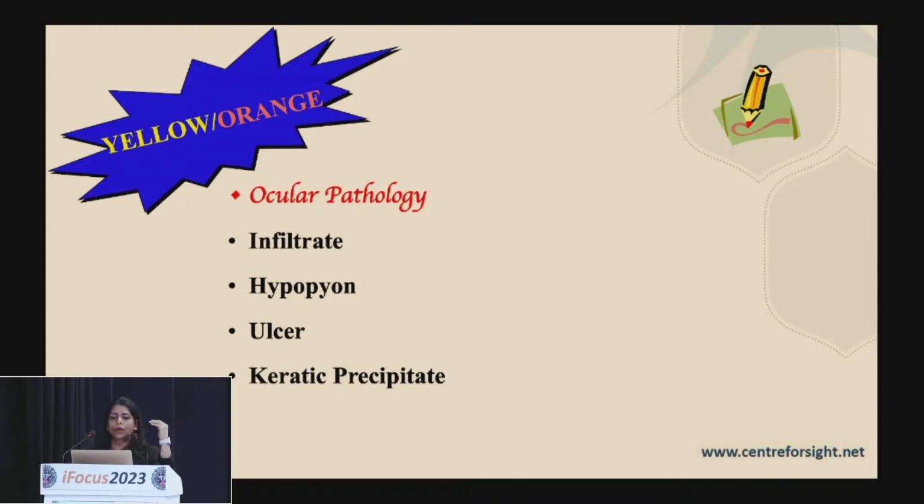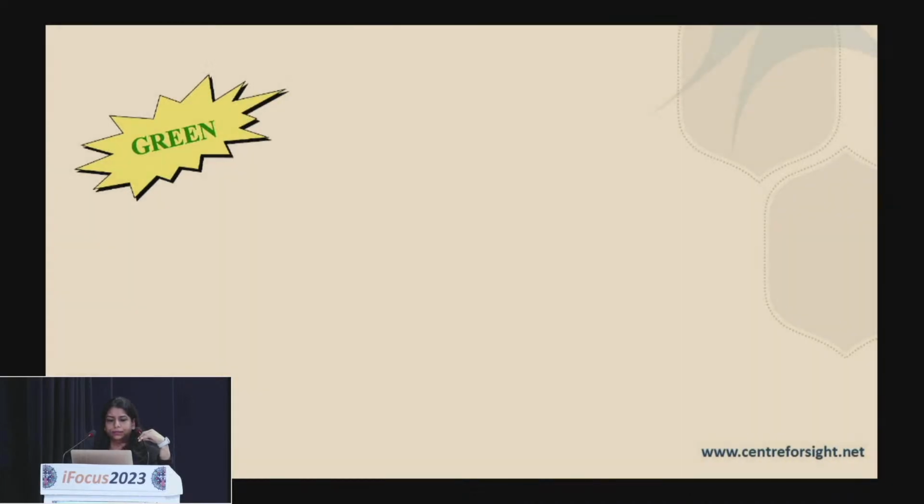So when you're drawing any infiltrates, hypopyon, ulcer, keratic precipitates, we use yellow and orange color. An ocular structure, a cataractous lens, can be drawn with the orange color.